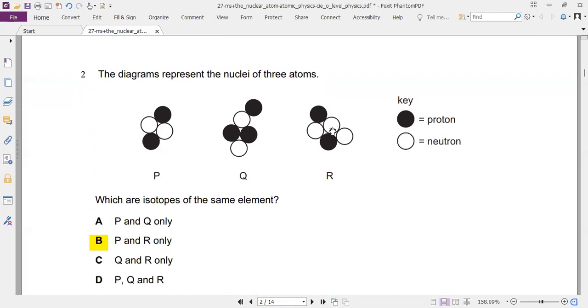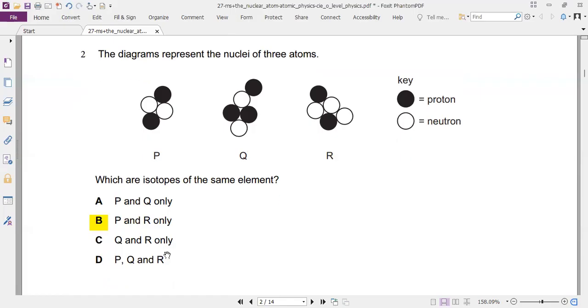So which ones are isotopes? The ones that have the same number of protons and different numbers of neutrons. P and R have 2 protons, the black ones. P and R are the isotopes.